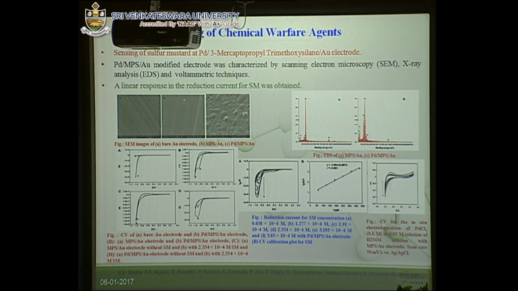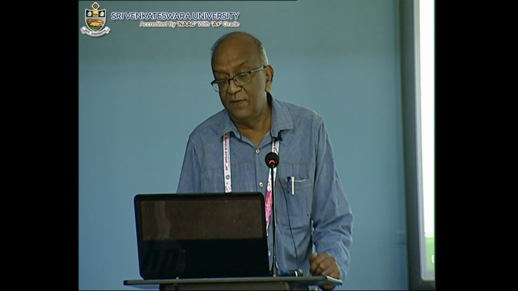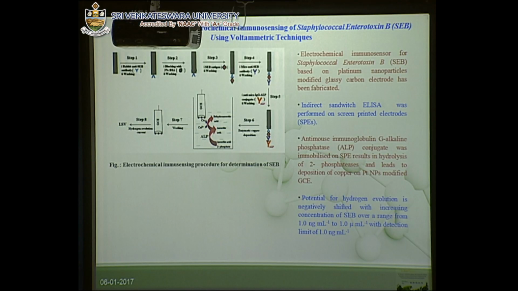Then, somewhat differently, these sensors can be applied for sensing chemical warfare agents, which we have used for finding out different types of chemical warfare agents. Similarly, we have studied electrochemical immunosensing of staphylococcus enterotoxin B using a voltammetric sensor.